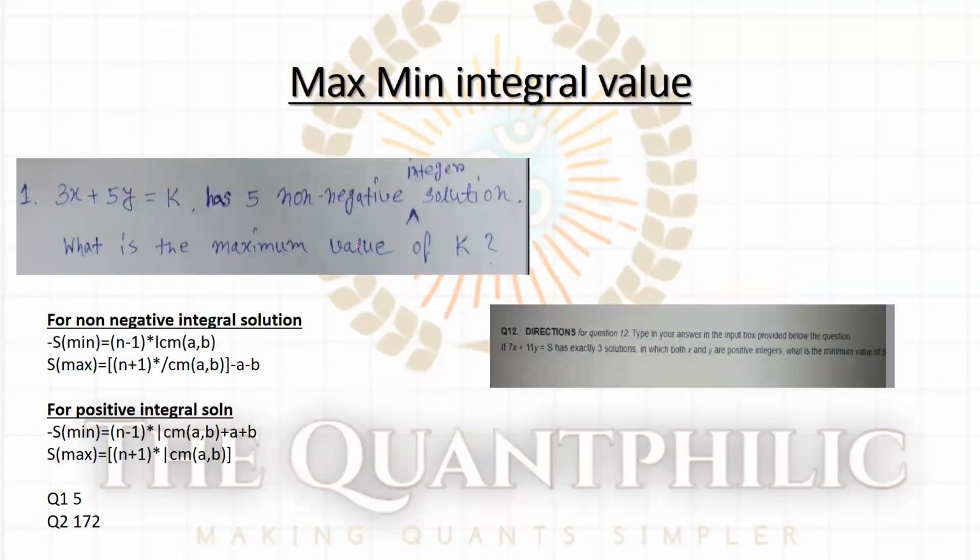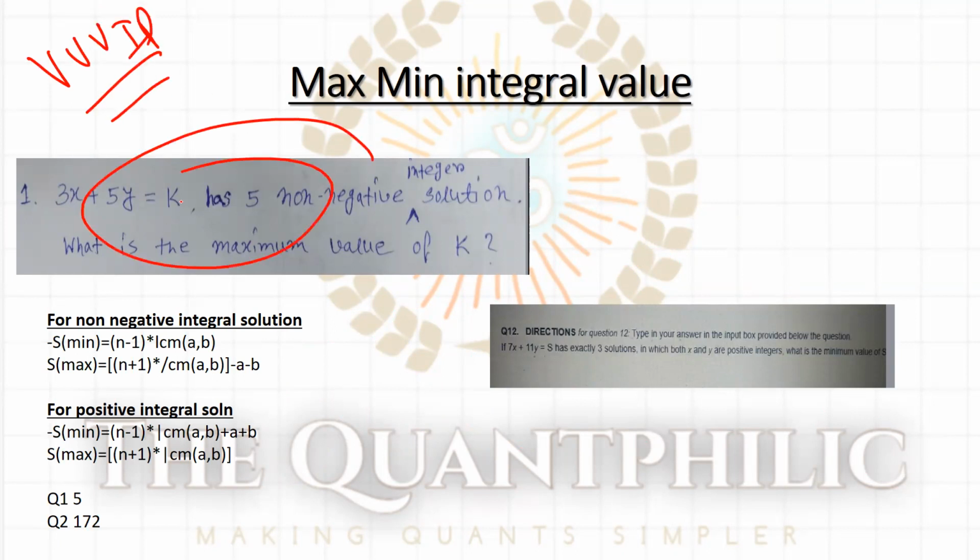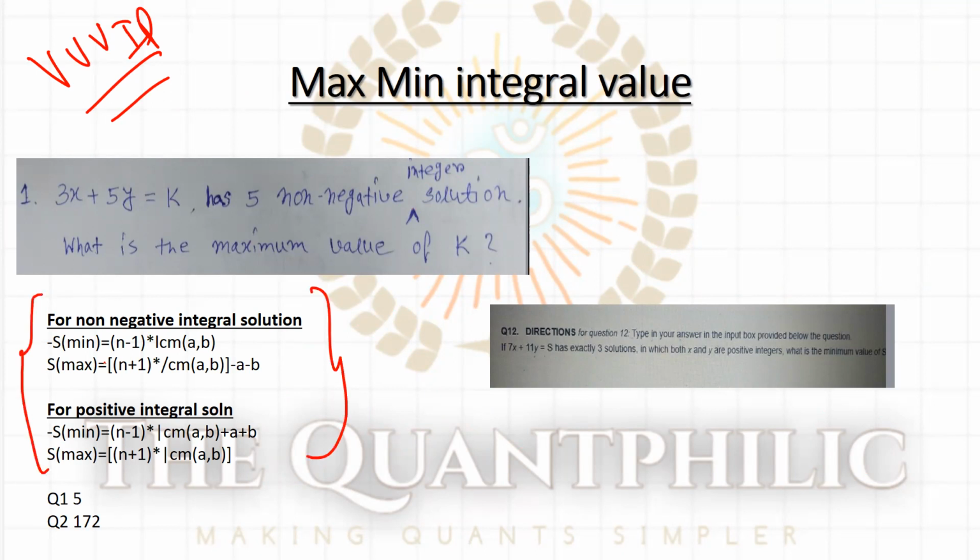Okay, done with this one. Now this is VVVIP. If you sit in the exam doing such questions, it will take a lot of time and you will waste it. If you remember these 4 formulas, you will easily save time.